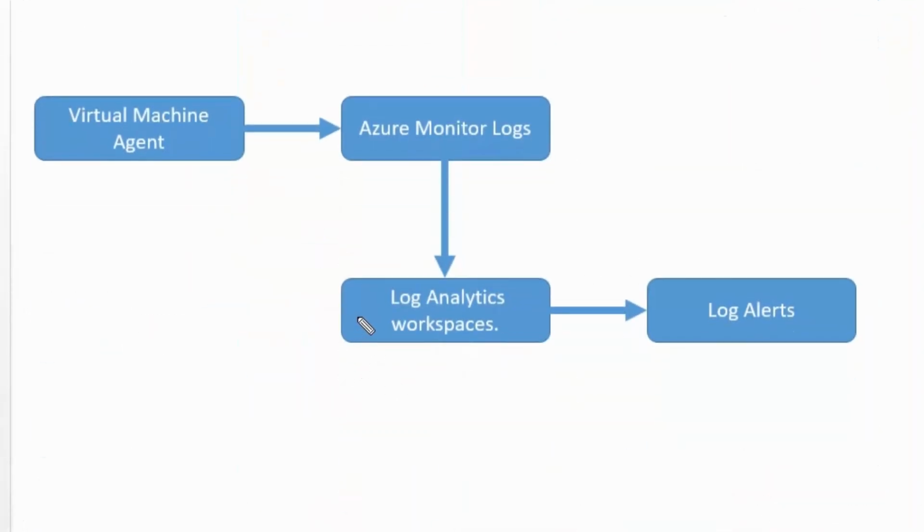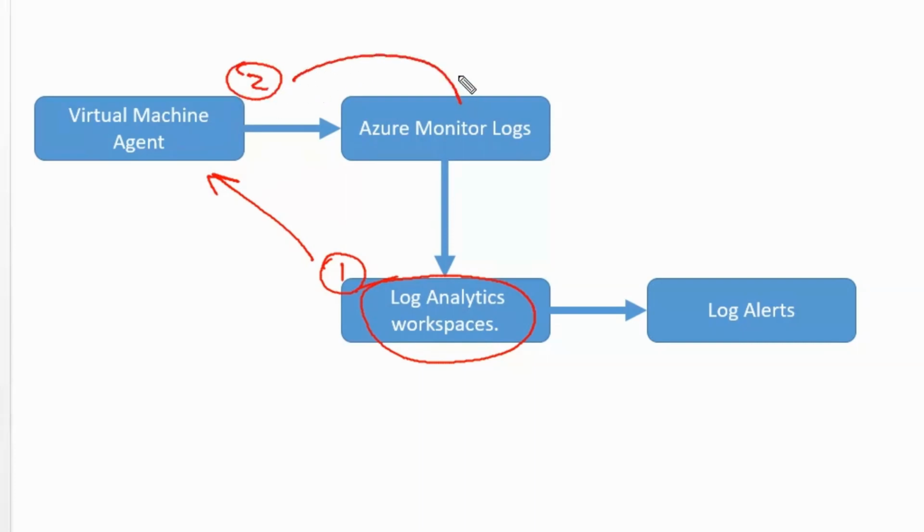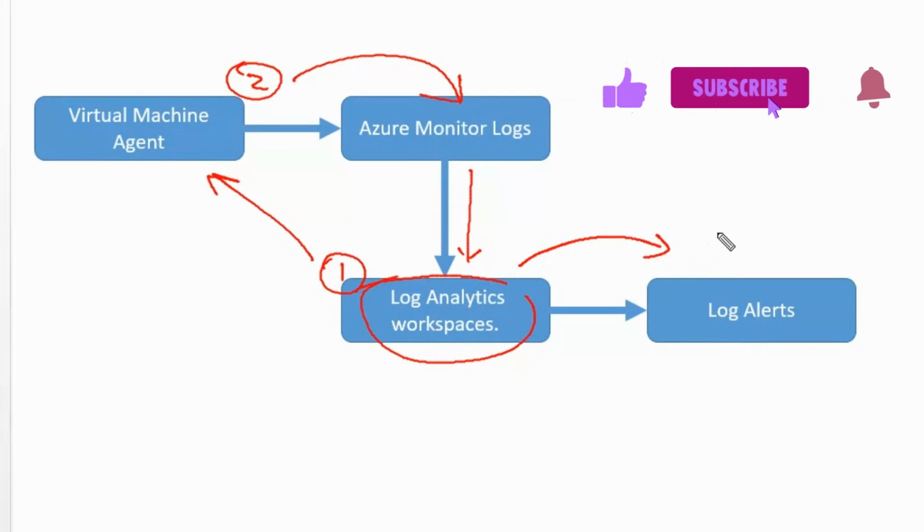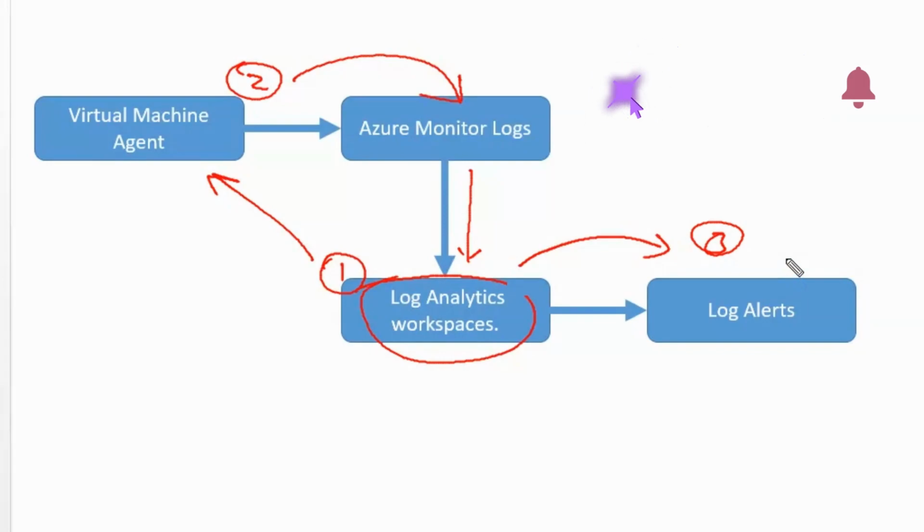In simple terms, first of all we'll create a log analytics workspace, and then we'll configure the virtual machine agent and download it to the virtual machine, and that agent will send the logs to Azure Monitor logs. The log analytics workspace will read from Azure Monitor logs. Based on log analytics workspace rules or conditions, it will trigger the Azure alert. Let's go back to the question.